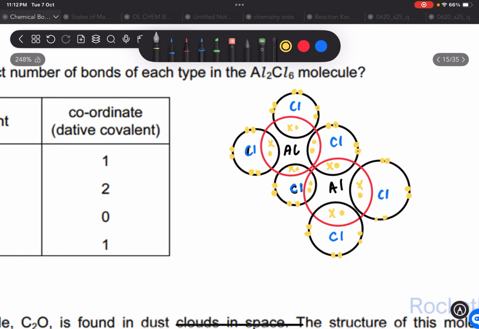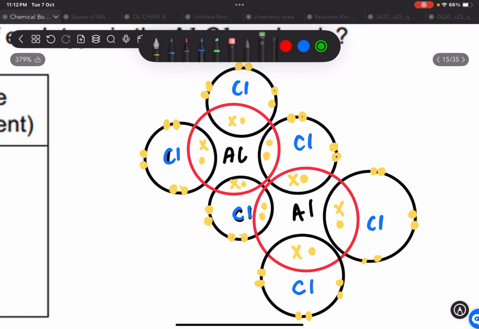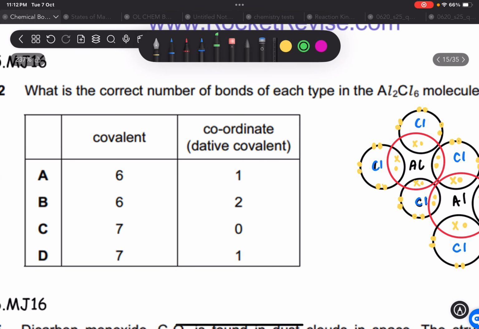Covalent bonds, how many covalent bonds do we have? Let's count. 1, 2, 3. When you're proficient, you don't need to draw it, you don't need to count it. Just when you are beginning, try to work hard. Try to make every structure, draw everything, and learn. 4, 5, 6. So we have 6 covalent bonds, and how many coordinate bonds? 1 coordinate and 2 coordinate. So it's gonna be option number B. 6 covalent and 2 coordinate bonds.